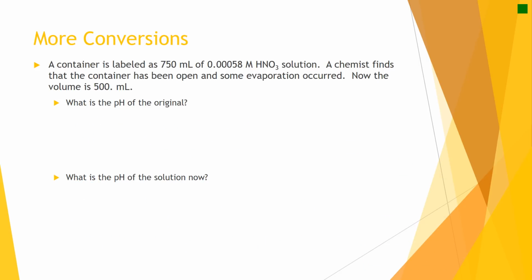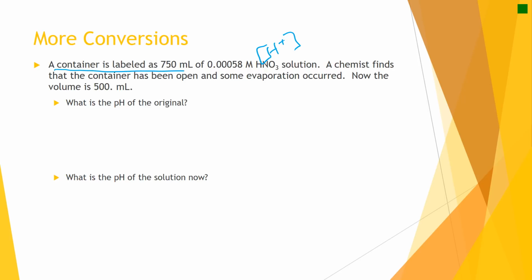Okay, the next one. A container is labeled as 750 milliliters of 0.005 molar HNO3. From this, I know instantly my H plus concentration. A chemist finds that the container has been opened and some evaporation has occurred. Now the volume is 500 milliliters. So what is the pH of the original sample?